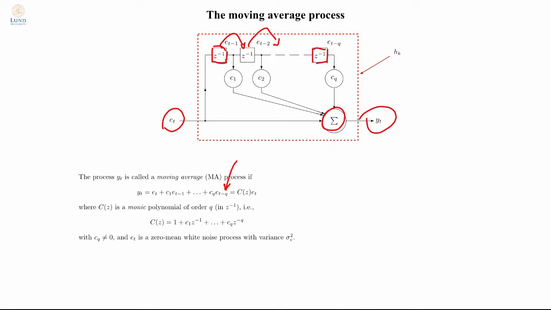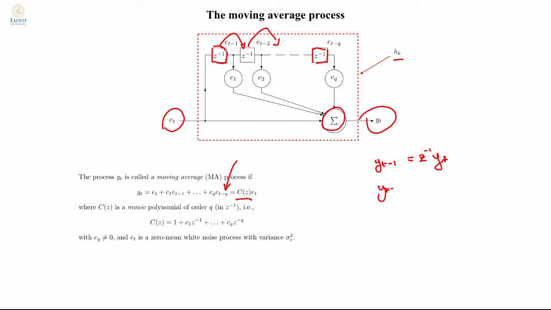My filter h(k) here is thus the combination of the summed and scaled version of all these earlier inputs. You typically express the moving average process using a characteristic polynomial, C(z), using the z operator. The z operator is nothing but a delay operator, so that means that e(t minus 1) is the same thing as z to the minus 1 e(t). So z to the minus 1 is the delay.